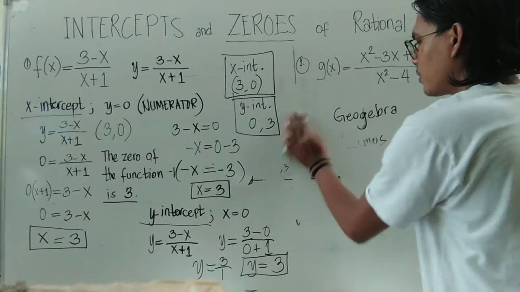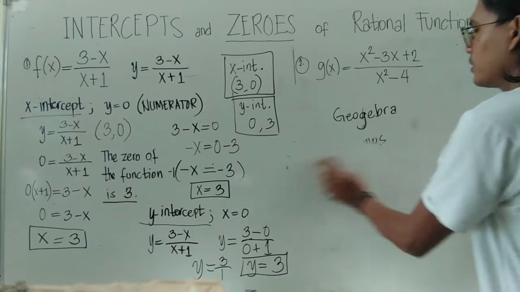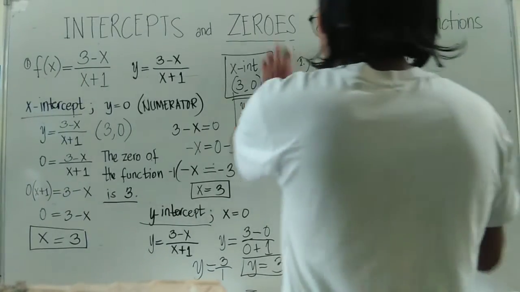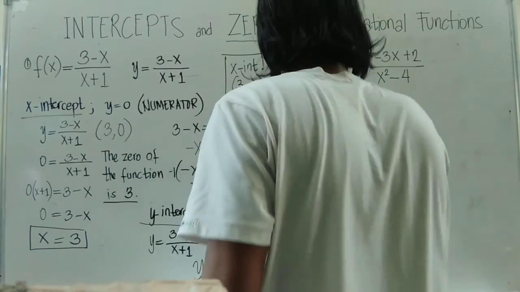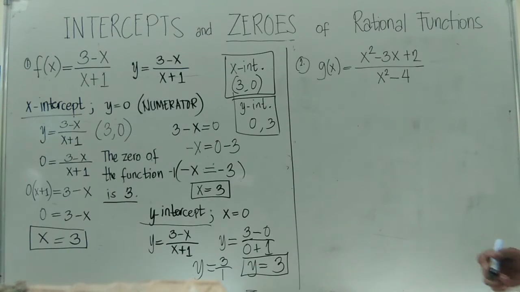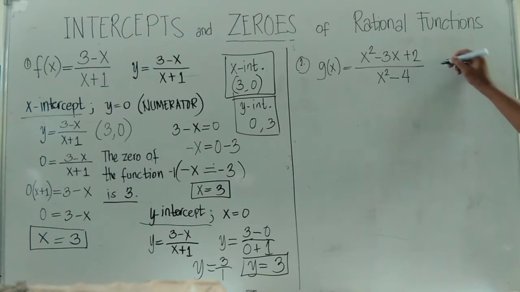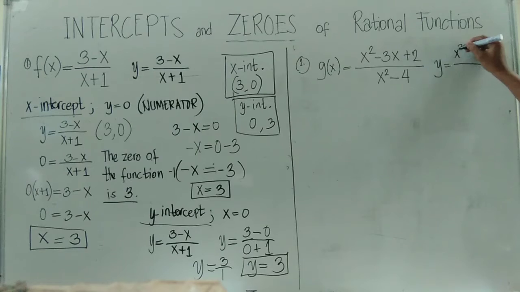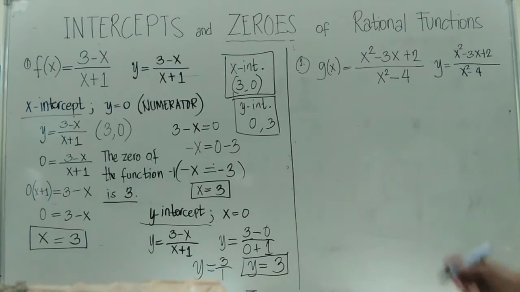So now let us proceed to the next example. Example number 2, we have g of x here. So we have g of x equals to x squared minus 3x plus 2 over x squared minus 4. So again, let's put your function in the form of y. So copying x squared minus 3x plus 2 over x squared minus 4.